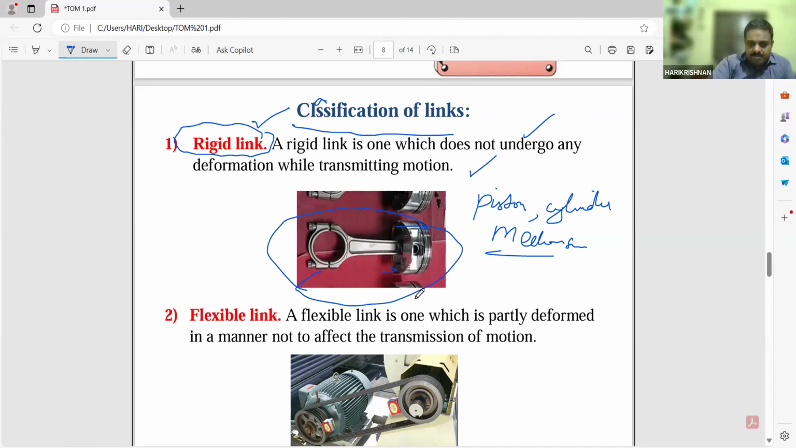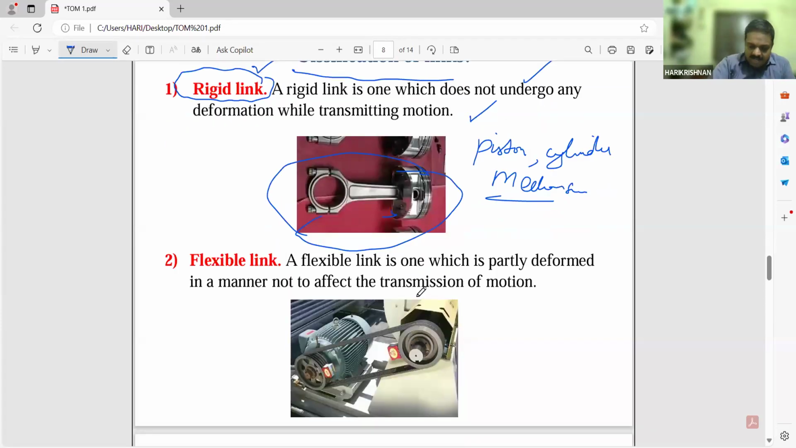Then flexible link. A flexible link is one which is partly deformed in a manner not to affect the transmission.